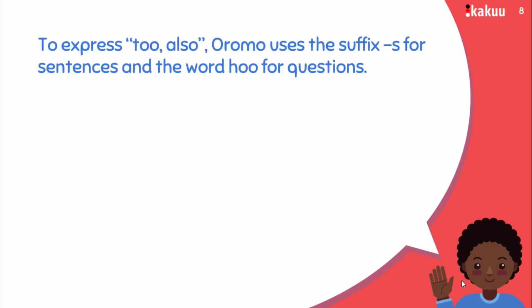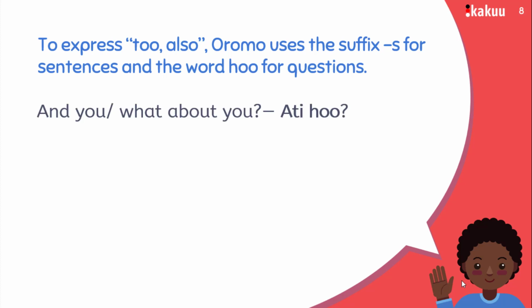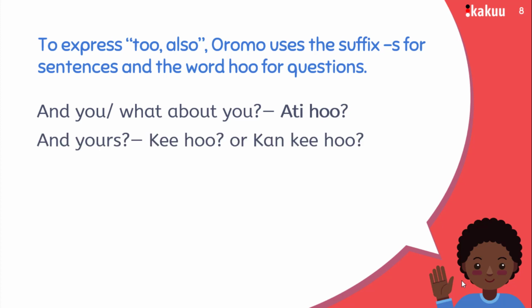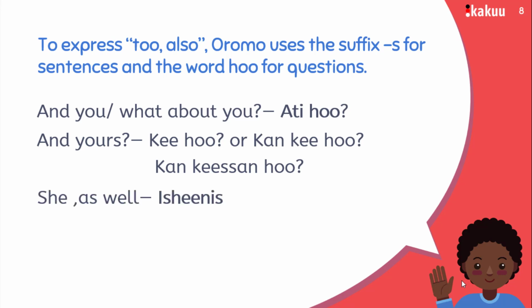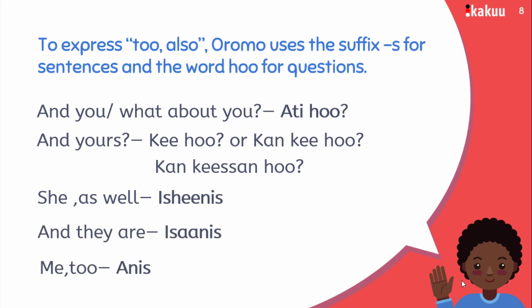In expressions of to and or also, Afaan Oromoo uses the suffix s for sentences and the word ho for questions. Examples: and you or what about you, ati ho. And yours, ke ho or kan ke ho. If we were to consider the plural version of yours, it would be kan keessan ho. She is well, isheenis. And they are isaanis, me too, anis.